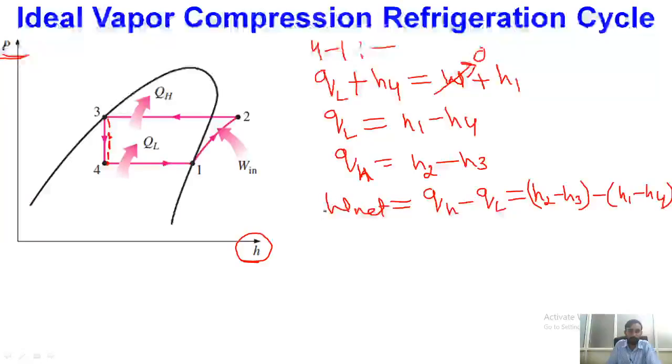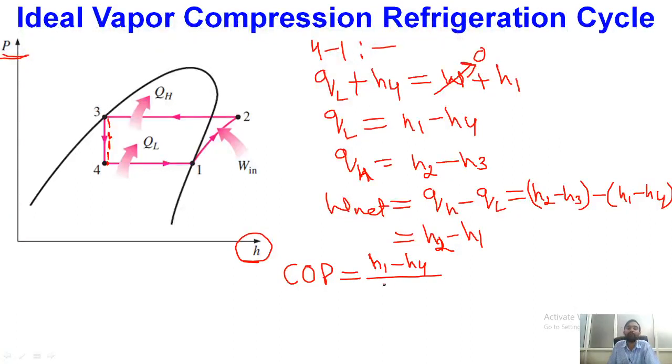Or, if I apply the steady flow energy equation between points 1 and 2, in the form of enthalpy the work added to the compressor is h2 minus h1. And process 3 to 4 is an isenthalpic process, so here we will not have any work interaction. Now, the COP of the actual cycle is the desired output divided by the work supplied to achieve this output. The desired output here is h1 minus h4, and the work supplied is h2 minus h1.